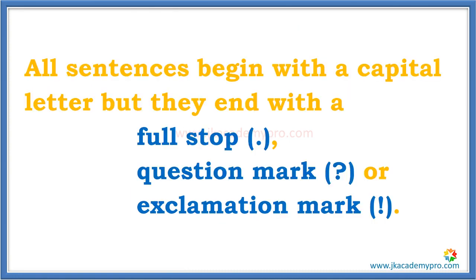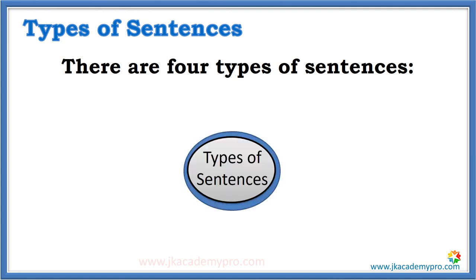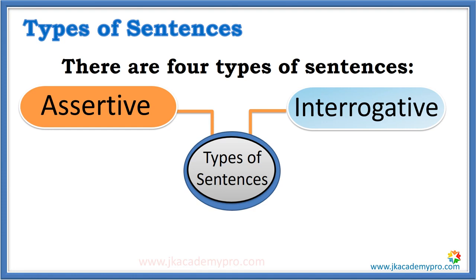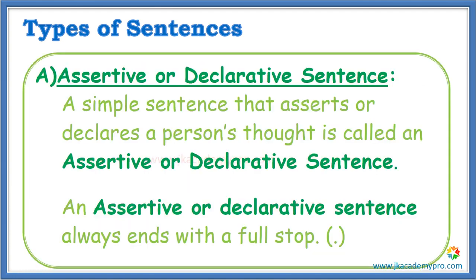Also, remember this, students, that all sentences begin with a capital letter, but they end with a full stop, question mark, or an exclamation mark. Based on what a sentence is trying to convey, sentences can be of four different types. They are assertive, interrogative, exclamatory, and imperative. Now let's learn each of them.